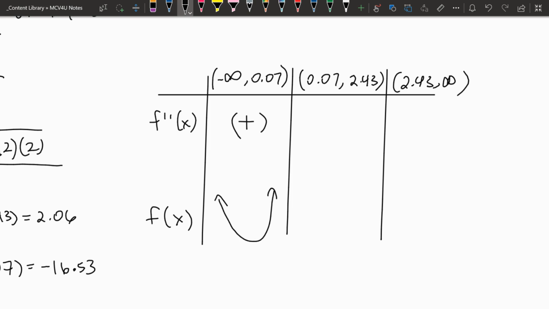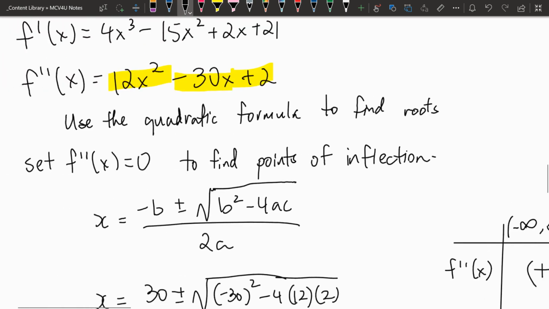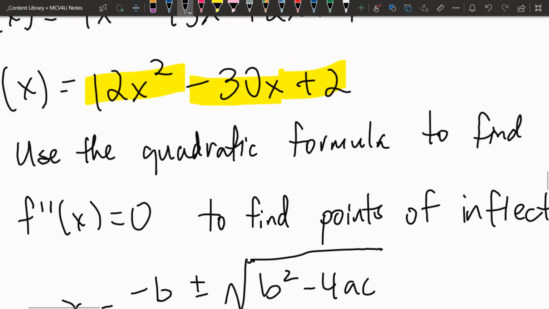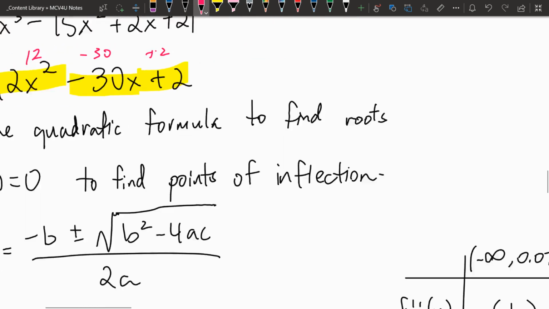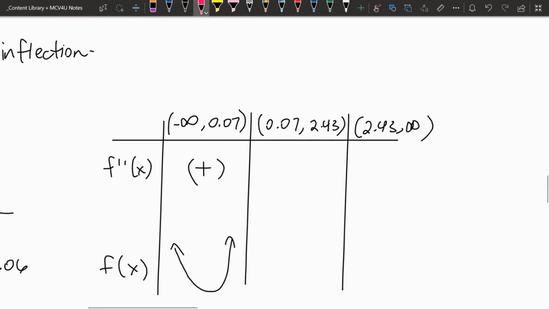Between 0.07 and 2.43, pick a 1. 12x squared is 1 times 12. Minus 30 plus 2. Oh, that's going to be a negative number. Okay, that's a negative number, and that means f of x is concave down in that interval. So we have a change in concavity. What does that mean?